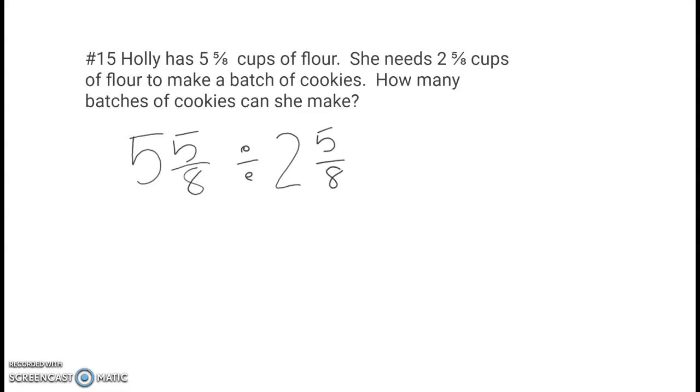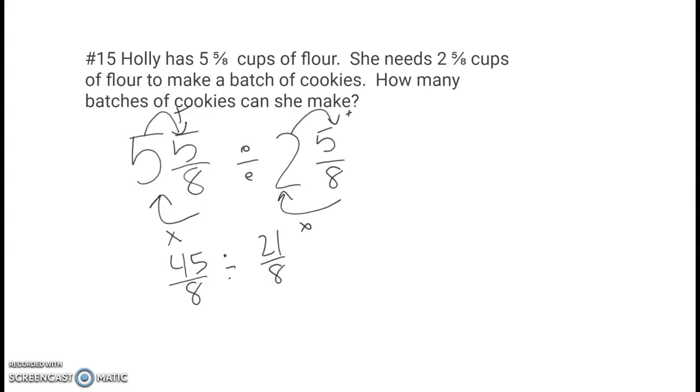I'm going to turn those into improper fractions by multiplying and adding. 5 times 8 is 40, plus the 5 is 45 over 8. And then I have 2 times 8 is 16, plus the 5 is going to be 21 over 8. I'm going to keep, change, and flip.